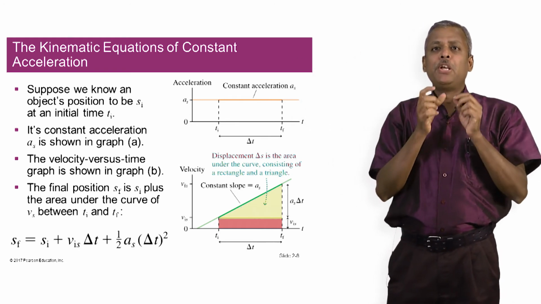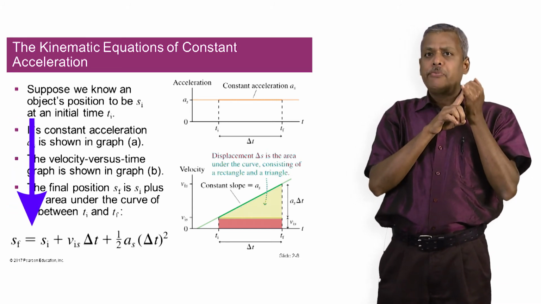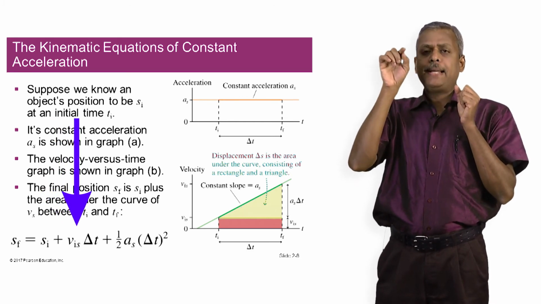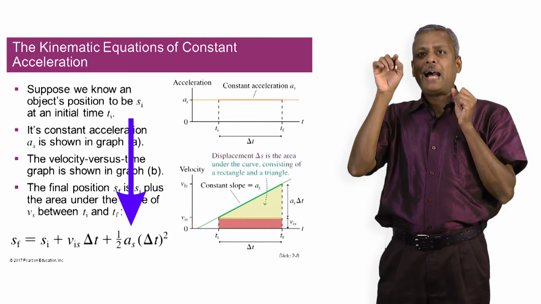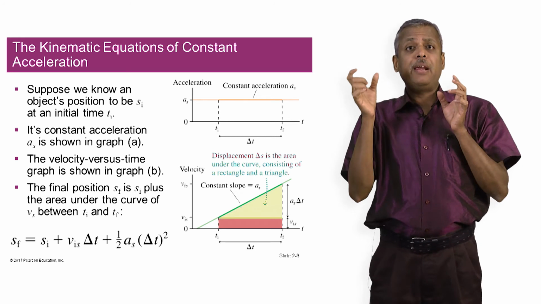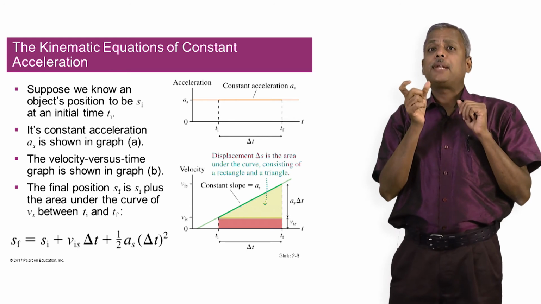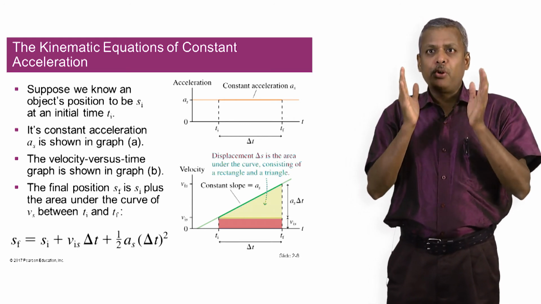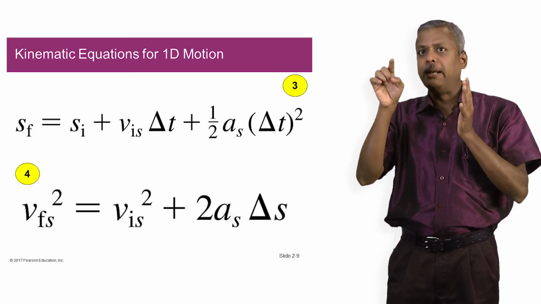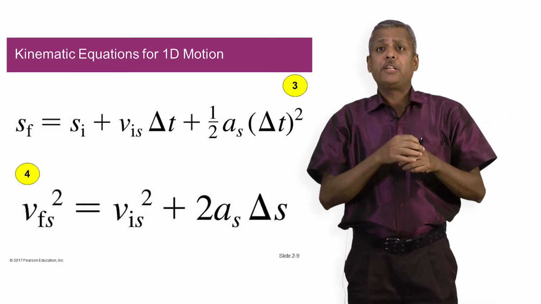Therefore, my final equation of the third kinematic equation is Sf is equal to Si plus Vs delta T plus 1/2 As delta T square. Again, the 1/2 As delta T square is 1/2 BH, that is the triangular area. Vs delta T is your rectangular area. Therefore, your final equation for the third kinematic is Sf is equal to Si plus Vs delta T plus 1/2 As delta T square.